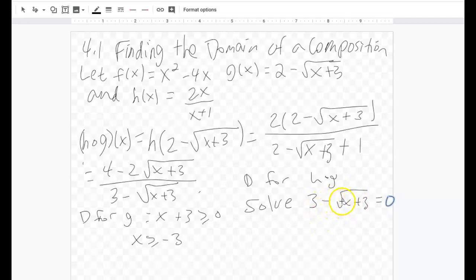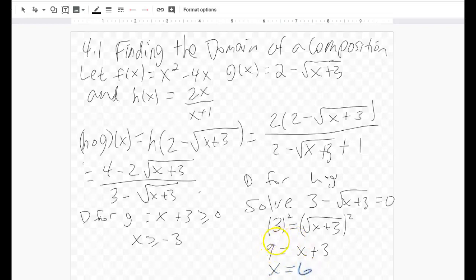And okay, so now we have a radical equation. The way that we want to solve this radical equation is to isolate the radical. So I'll just go ahead and add the square root of x plus 3 to both sides. And now I want to get rid of the radical, so I need to do its inverse operation. So I'll square both sides. And so now I'll end up with 9 equals x plus 3. And then subtract 3 from both sides, and x equals 6.